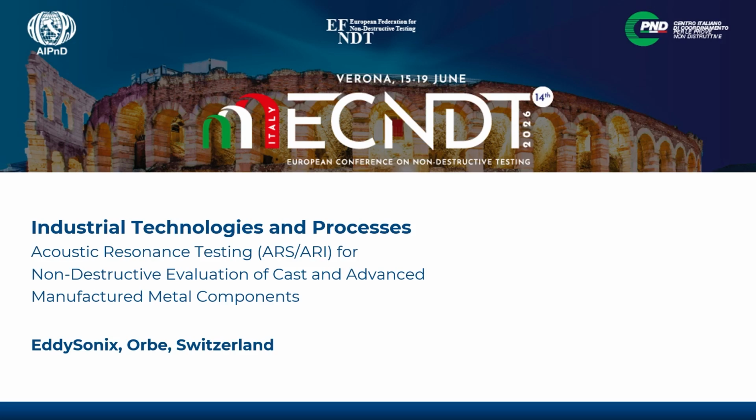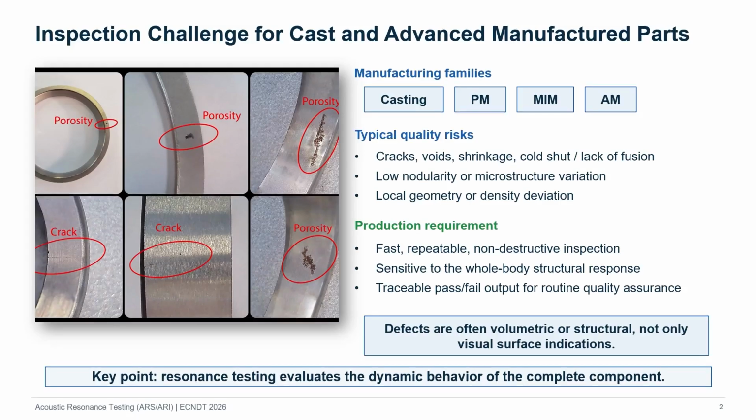extraction, and database-driven decision-making. The main inspection challenge is that many defects are volumetric or structural. They are not always visible on the surface. This is important for castings, powder metallurgy parts, metal injection molded parts, and additive manufactured parts. Typical problems include cracks, voids, shrinkage, lack of fusion, low nodularity, microstructure variation, and local geometry or density changes. The production need is a fast, repeatable, non-destructive inspection method.